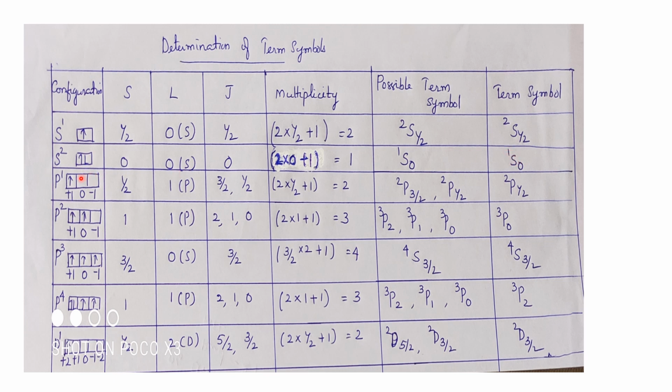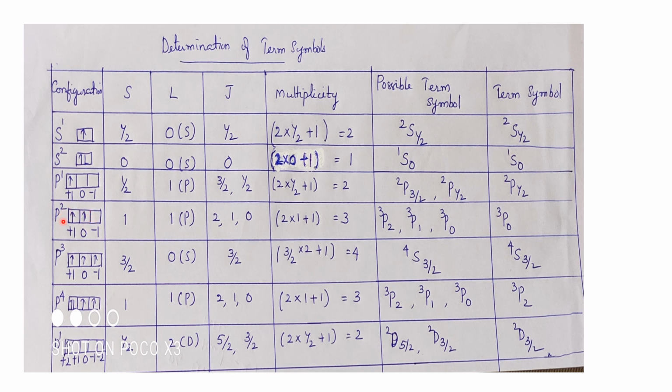Next is p1 configuration. 1 electron in the p subshell. Since there is 1 electron, the value of S is half. The value of L is plus 1. Therefore, the value of L is 1. J values are 3 by 2, half. That is, J can take values ranging from L plus S to L minus S. Multiplicity 2S plus 1, 2 into 1 by 2 plus 1, that is 2. Possible term symbols are 2p 3 by 2, 2p 1 by 2. Since this p subshell is less than half filled, the term symbol is 2p 1 by 2.